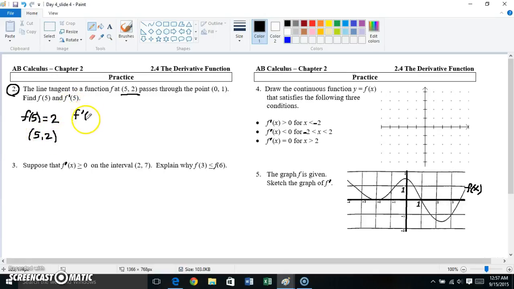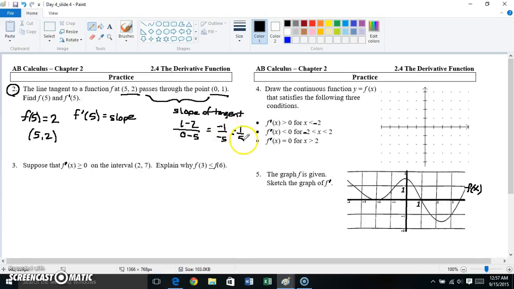Now f prime of 5, that is the slope, or the derivative at x equals 5 on this function. Now I don't have a function, I don't have a graph, but I do know that the tangent to this point passes through this point. So I could use the two of these to find the slope of the tangent. All right, so 1 minus 2 over 0 minus 5 will be -1 over -5, or 1/5. So the slope of the tangent is 1/5.